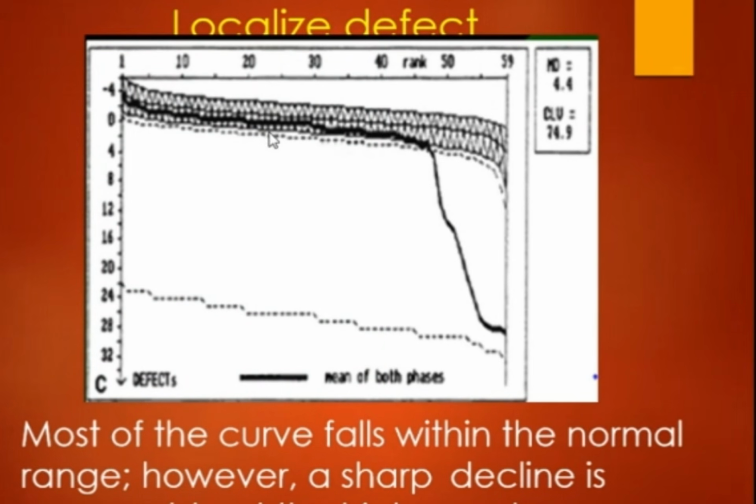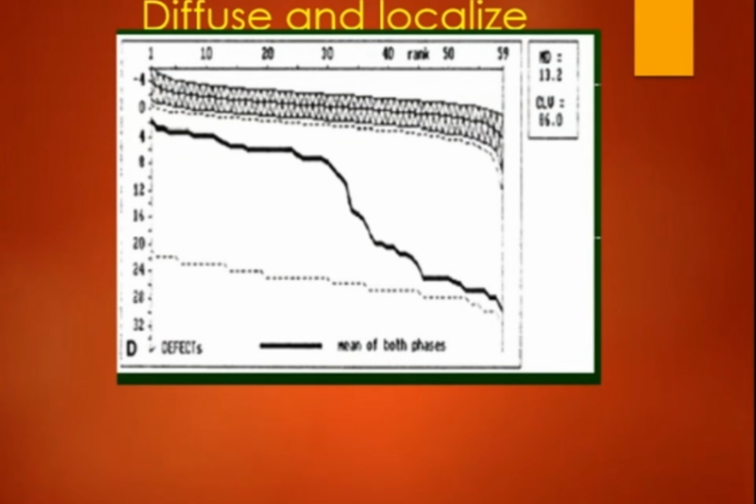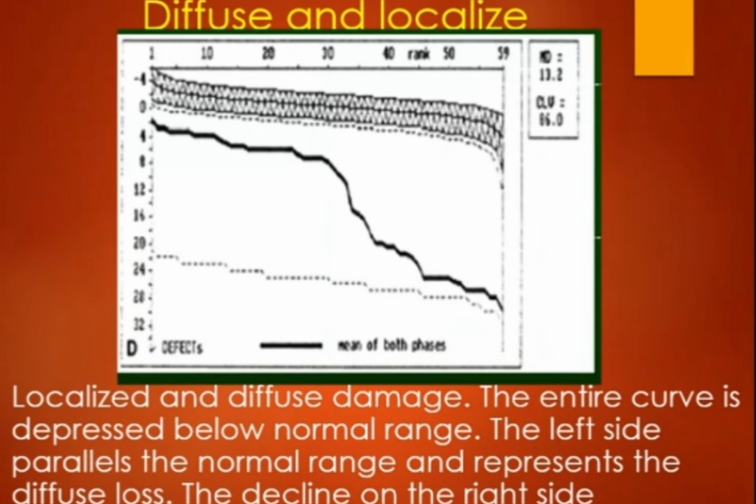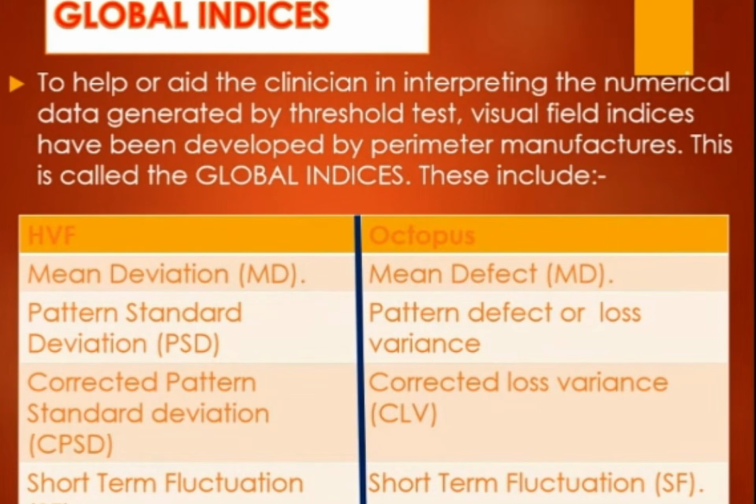This is a localized depression because the thick line runs parallel to the lines in the shaded portion and then gives us a sharp bend downward. So this is a localized depression. And then we have a localized and generalized depression. The thick line runs outside the shaded portion, runs parallel to an extent, and then gives us a sharp bend. So this is a localized and generalized depression. So here we have a generalized depression, localized and generalized depression.